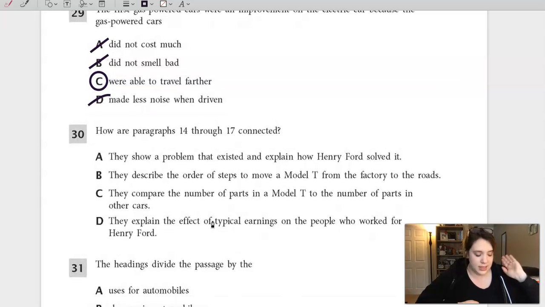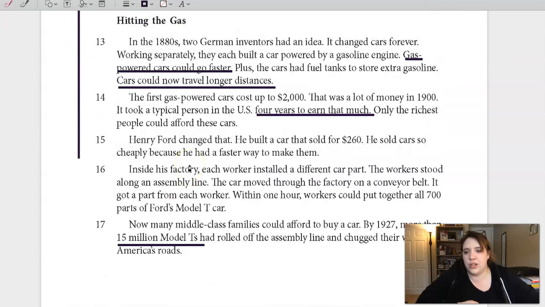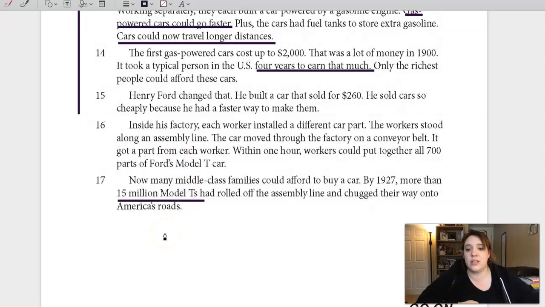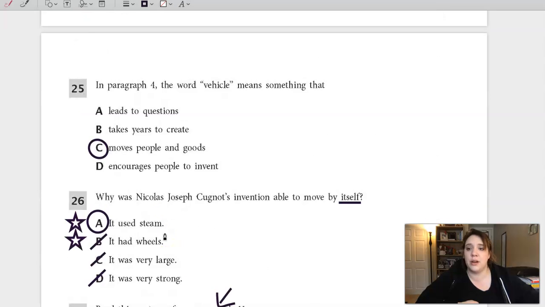Now, this is a tough one because this is saying again how 14 through 17 are connected. What do they have to do with each other? So let's go on. We already read kind of 14 through 15 over here. So inside each factory, each worker installed a different car part. The worker stood along an assembly line. The cars moved through the factory on a conveyor belt. It got a part from each worker. Within an hour, workers could put together 70 parts of the Model T. Now, many middle-class families could afford to buy a car, and by 1927, more than 15 million models had rolled off the assembly line and chugged their way onto American roads.